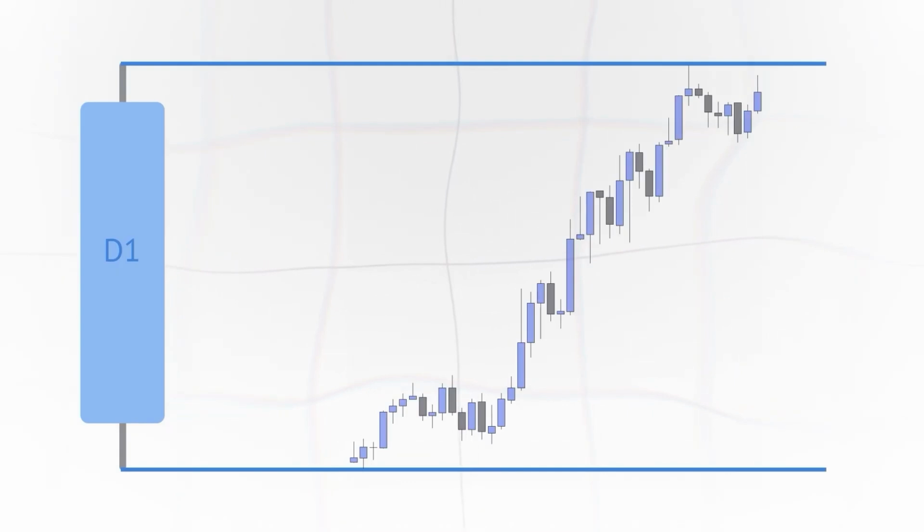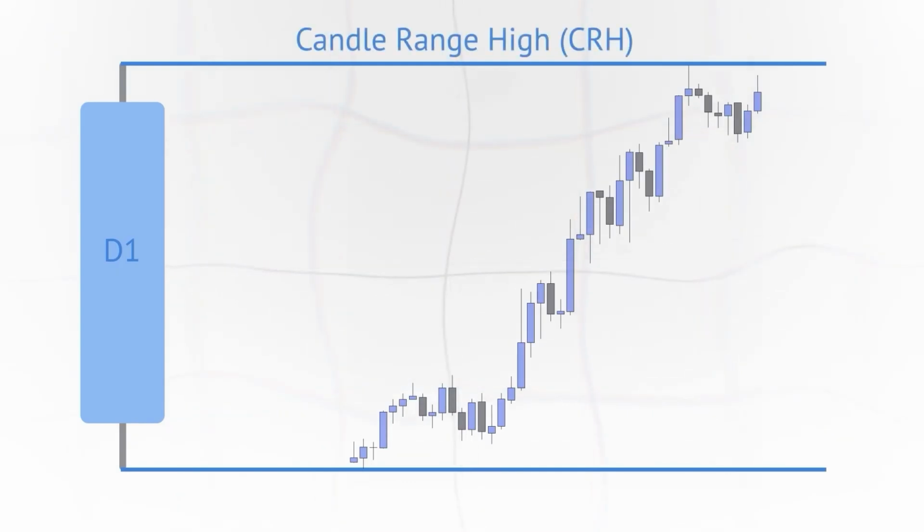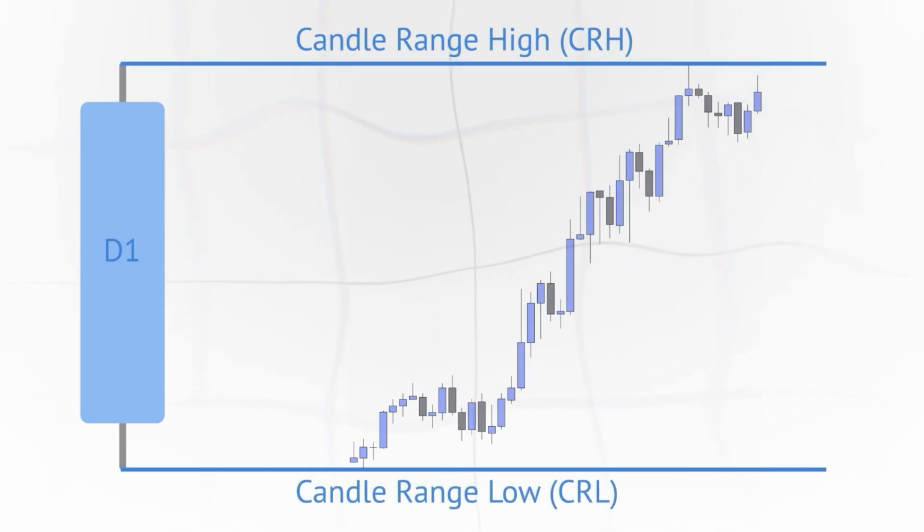The upper liquidity level is called Candle Range High, or CRH, and the lower level is called Candle Range Low, or CRL. This theory works on absolutely all time frames because the market is fractal. But there are certain nuances here that we will discuss in this video.